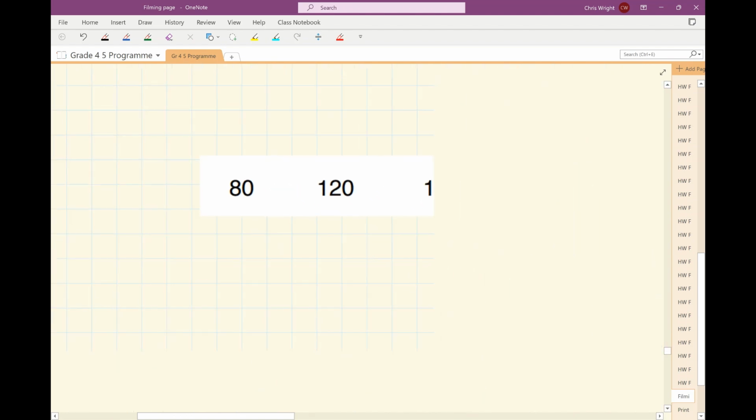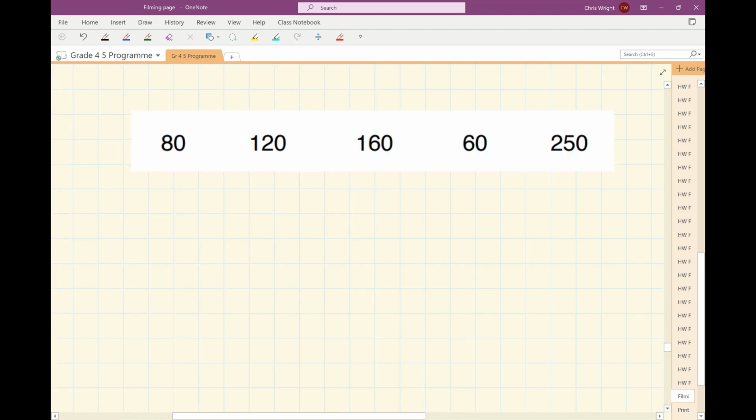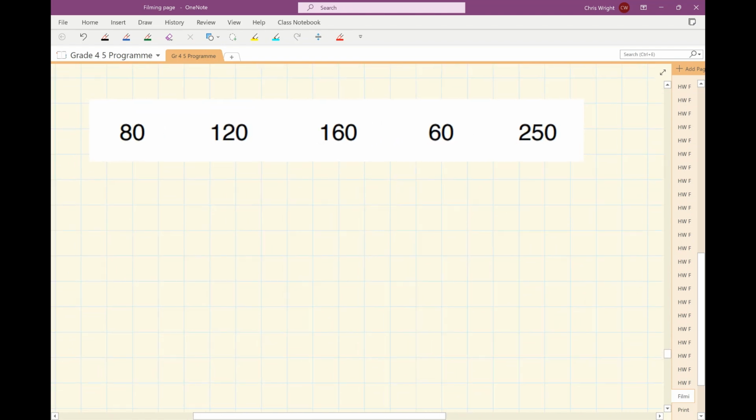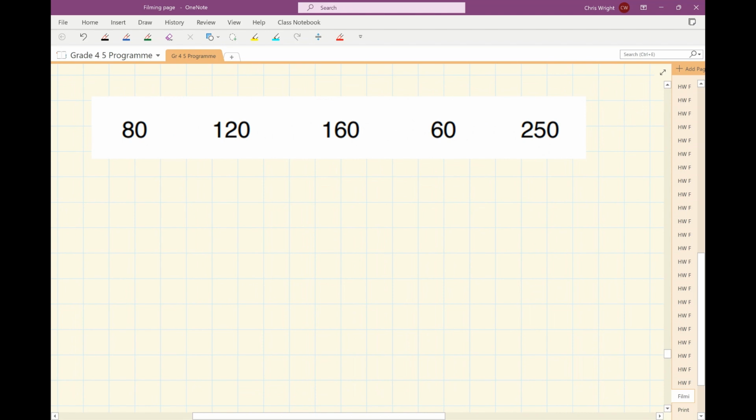Let's have a look at an example. Right, so here is a list of 5 numbers. Maybe these are the amounts of money that 5 Year 11 students have in their bank accounts. Now, what is the range of those amounts of money? Well, remember, the range is the difference between. So it's the difference between the highest amount of money and the lowest amount of money.